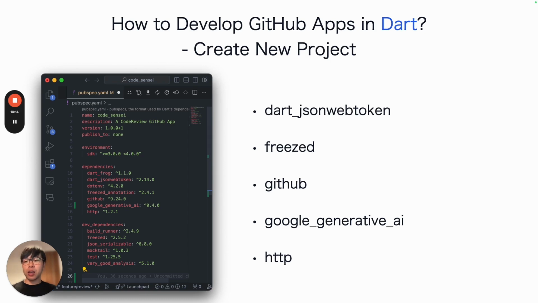These are the dependencies, except Dart Frog: dart_jsonwebtoken, which is used for GitHub OAuth; freezed for creating model classes; github for utilizing the GitHub REST API more easily; and google_generative_ai, an official package from Google. It is necessary to use Gemini.